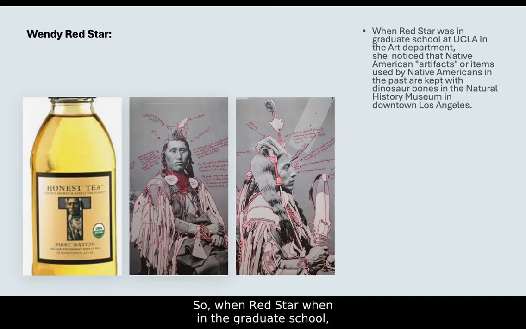All right, so when Red Star was in graduate school, she got her Master of Fine Arts in Art at UCLA, and she noticed that Native American artifacts, or items used by Native Americans in the past, were kept with dinosaur bones in the Natural History Museum in downtown Los Angeles. And so she went on one of her holiday breaks to the Natural History Museum. First she walked into a gallery where she saw, oh, here they have the dinosaur bones put back together. And then in the gallery right next to that, she noticed that there were many Native American artifacts. So these are pottery and items of clothing and jewelry that were worn by Native Americans.